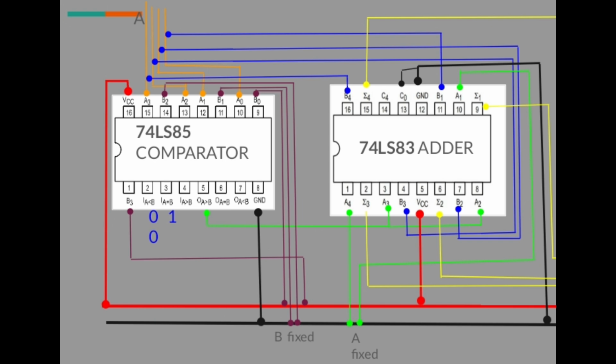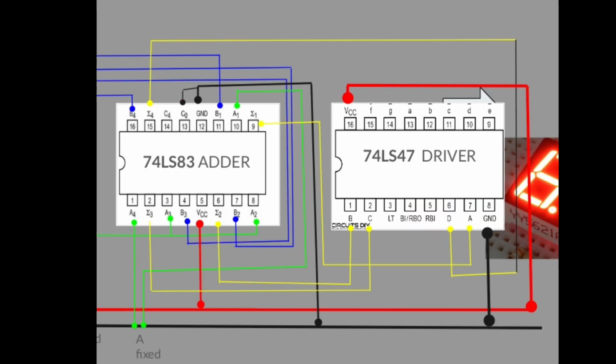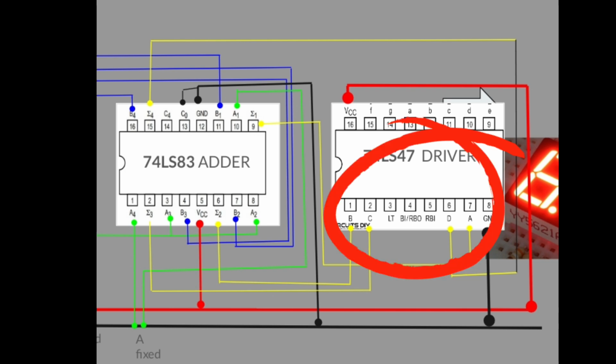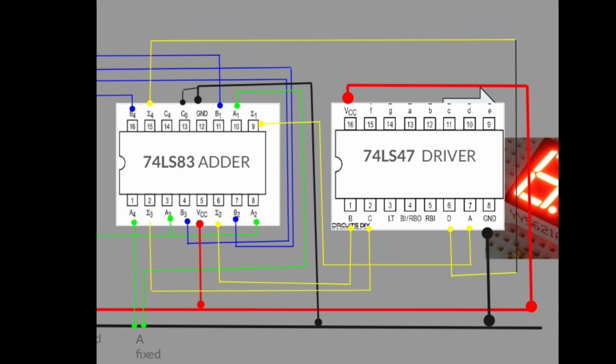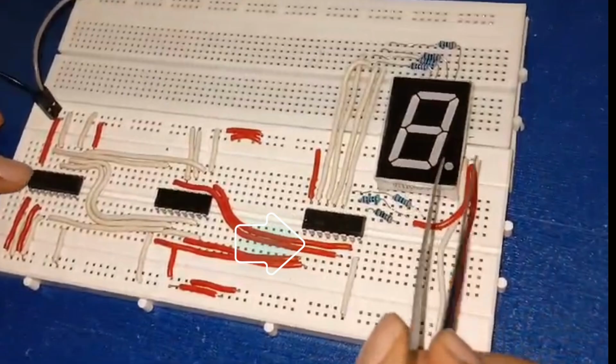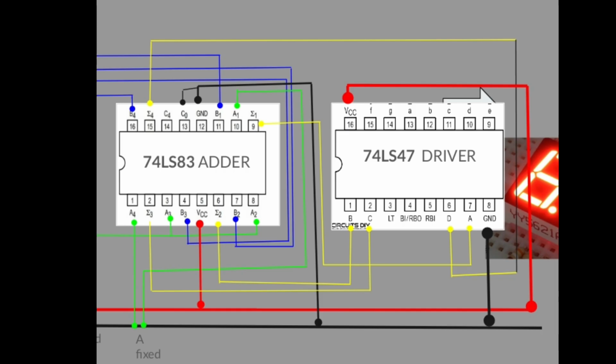Okay, in the adder section, sigma 1, sigma 2, sigma 3, sigma 4 are the outputs of the adder. So let's take the outputs of the adder, sigma 1, sigma 2, sigma 3 and sigma 4, and connect them to the driver from LSB to MSB: sigma 1 is connected with the A section of the driver and sigma 2 with the B section of the driver, and similarly sigma 3 and sigma 4 have been connected to C and D, which are the inputs of the driver section.